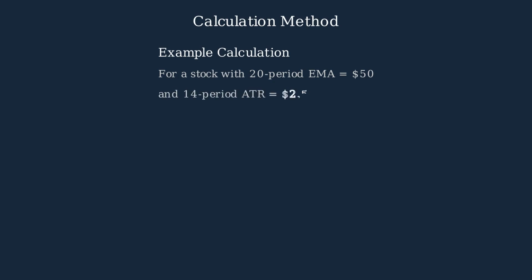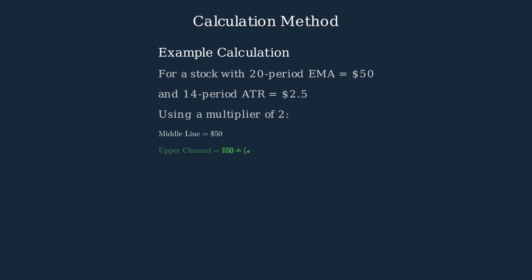Let's work through a simple numerical example to understand the calculation better. Consider a stock with a 20-period exponential moving average of $50. Let's say the 14-period average true range is $2.50. Using a standard multiplier of 2 for the channels, the middle line is simply the EMA at $50.